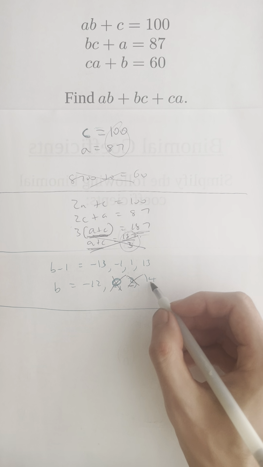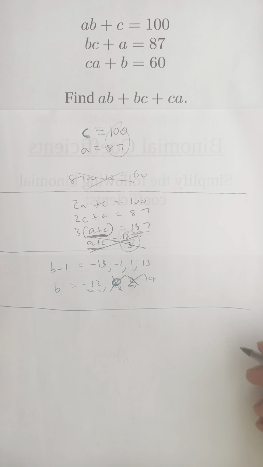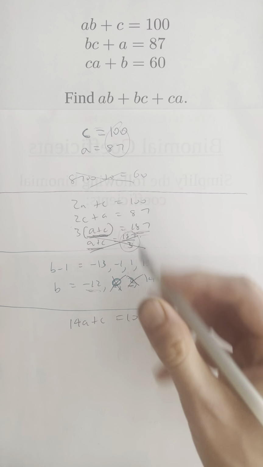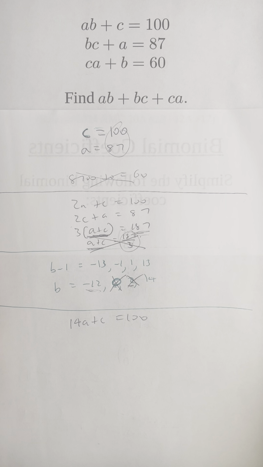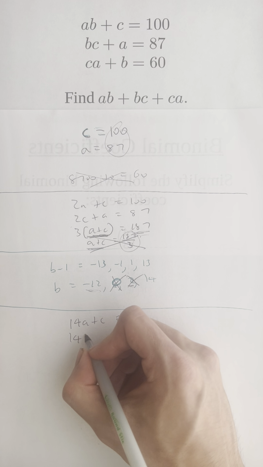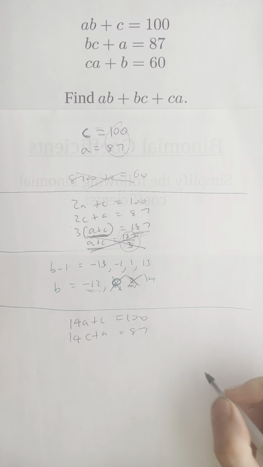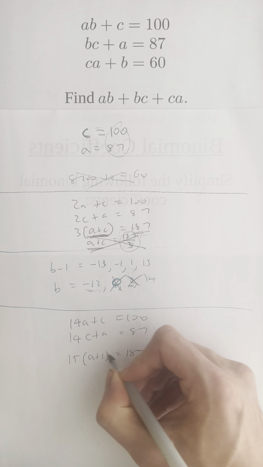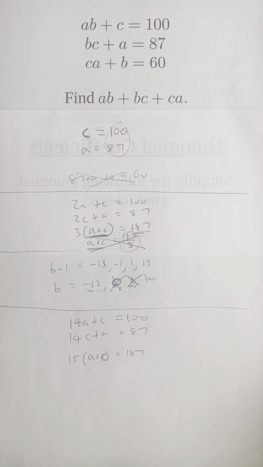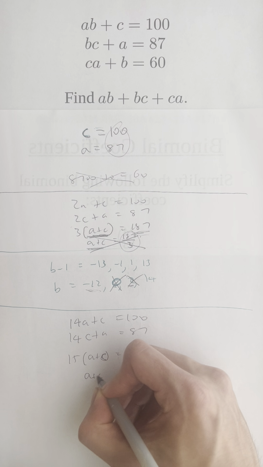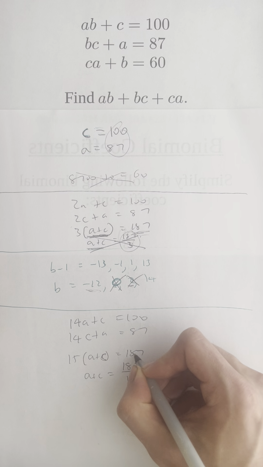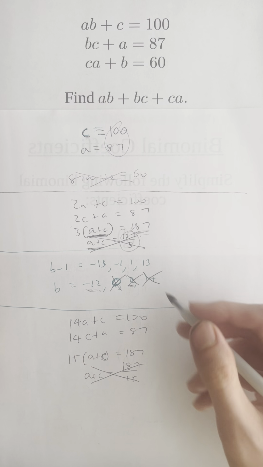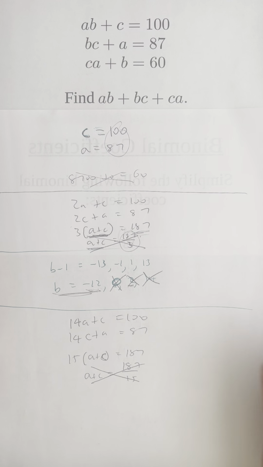Now let's try 14. We'll try this one last because I don't like working with negatives. The first equation turns into 14a plus c is equal to 100. The second equation: 14c plus a is equal to 87. Then add both equations to get 15 times (a plus c) is equal to 187. A plus c has to be an integer, but it's also equal to 187 over 15, which is not an integer. Contradiction. So that means b is forced to be negative 12.